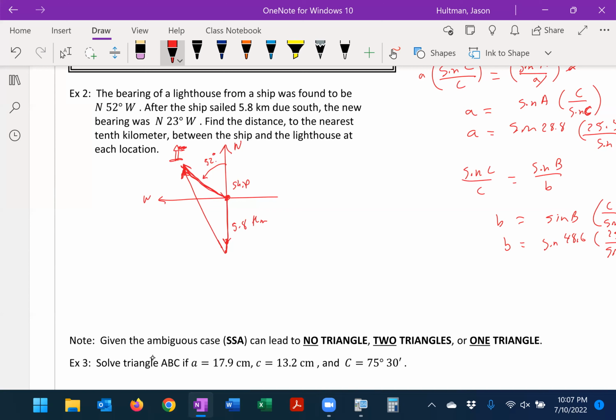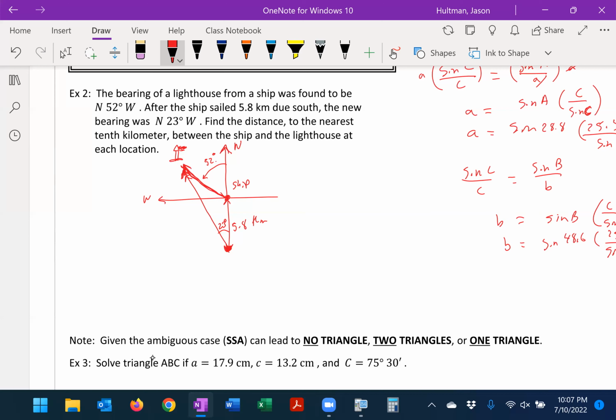Okay. I'll go down a little bit more. Okay. Erase this. Okay, now the new bearing is 23 degrees. So the old bearing was 52 degrees from north. The new bearing is 23 degrees from north, after it goes down 5.8 kilometers.